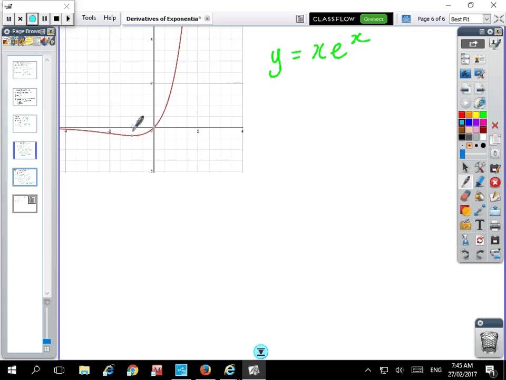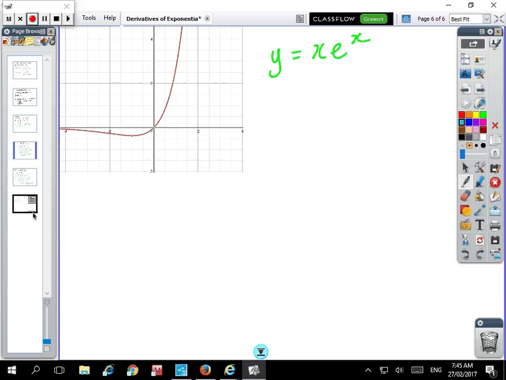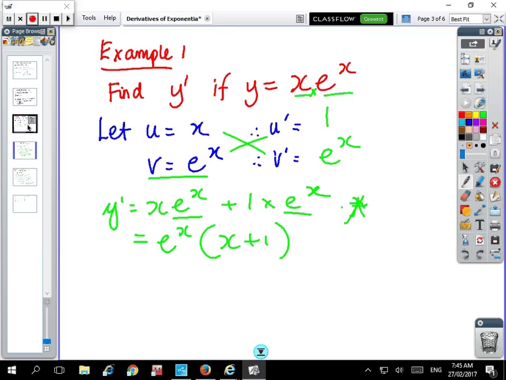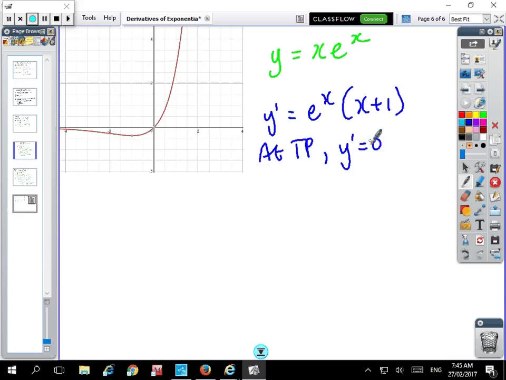Okay, so this next one is I've plotted on Desmos y equals xe to the x, and I'm trying to find a turning point and prove that it's the minimum turning point. And so just going back, when we had xe to the x, the derivative was e to the x times x plus 1. So let's just bring that forward. So y dash equals e to the x times x plus 1.